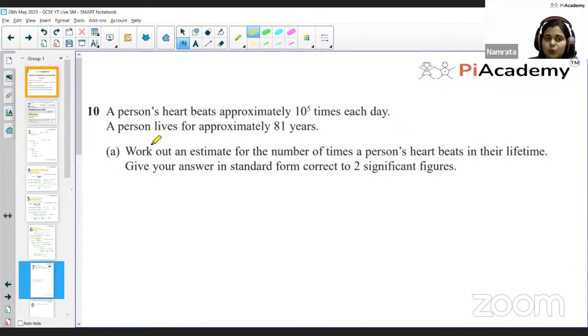I'll read out the question, and we'll mark the keywords too. A person's heart beats approximately 10 raised to 5 times each day. A person lives for approximately 81 years. Work out an estimate for the number of times a person's heart beats in their lifetime. Give your answer in standard form, correct to two significant figures. Take your time. We'll start discussing after I start getting the responses.